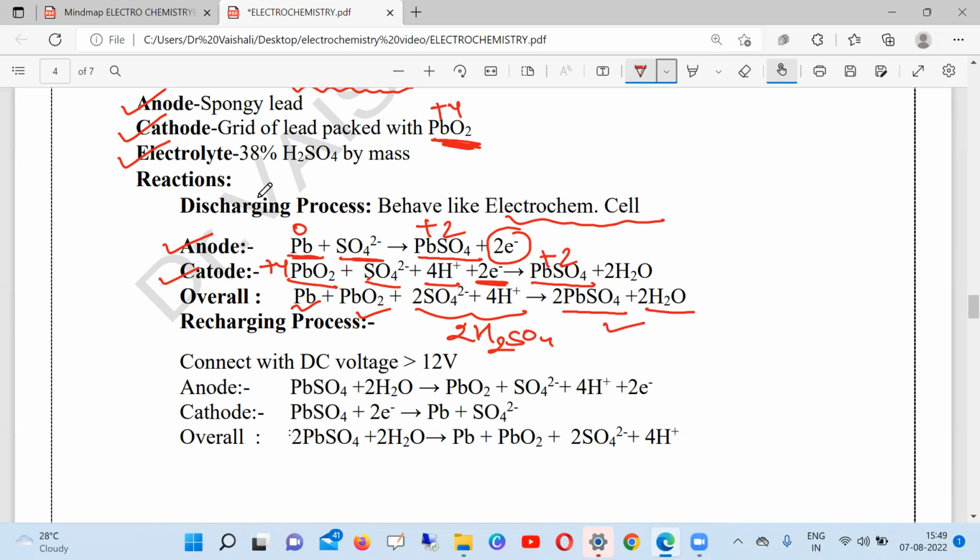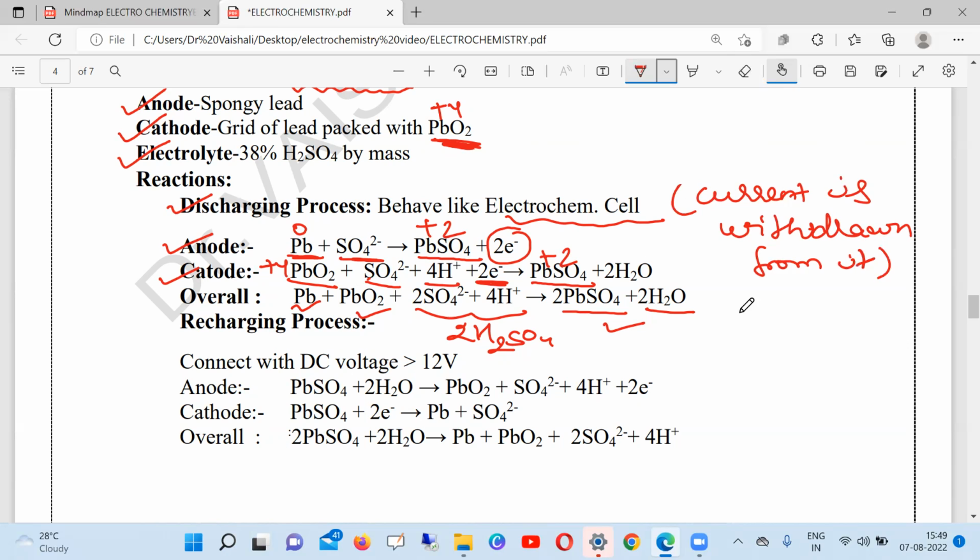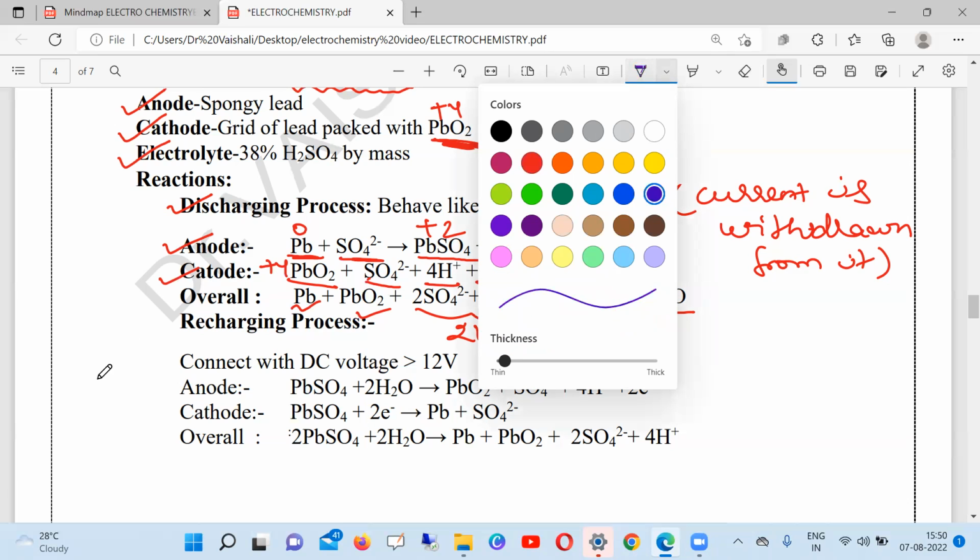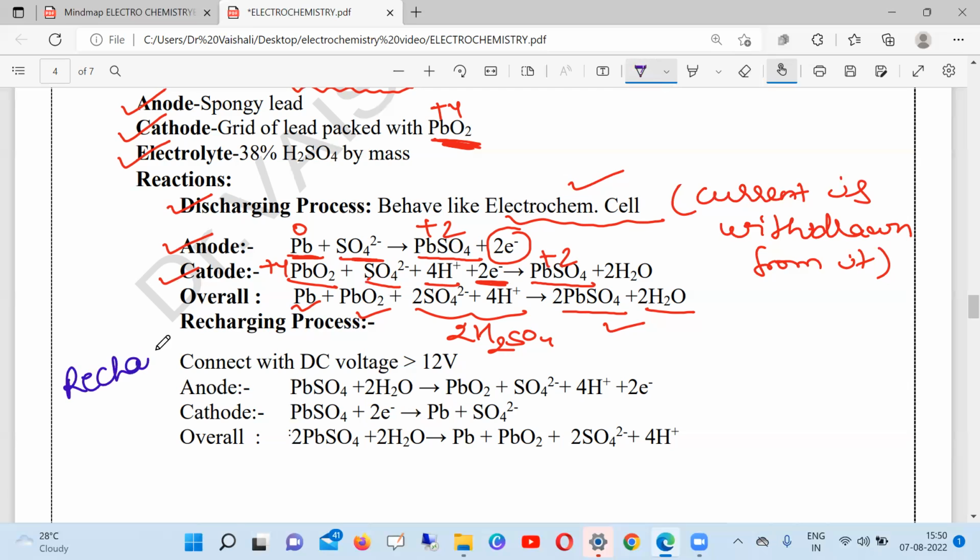अब एग्जाम में रिएक्शन आता है, maybe discharging process reactions. क्वेश्चन करके आता है कि write the cell reaction when the current is withdrawn from it. Write the lead storage battery cell reactions when the current is withdrawn from it. Or write the reaction when it behaves as an electrochemical cell. Means you have to write this discharging reaction. Second, if it is recharging, now this is the discharging. And now during the recharging process, this is in case of recharging.